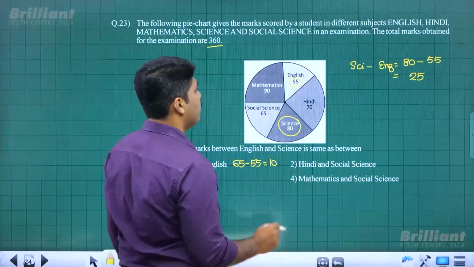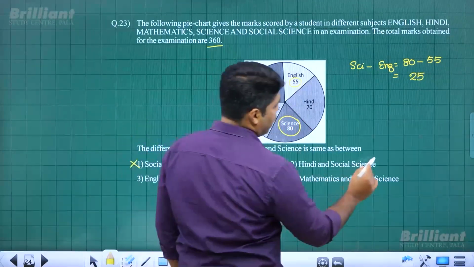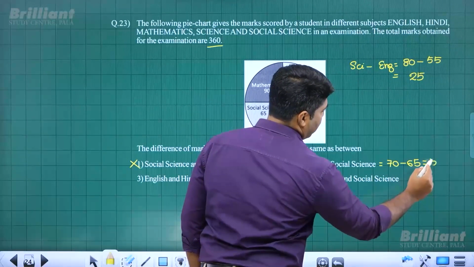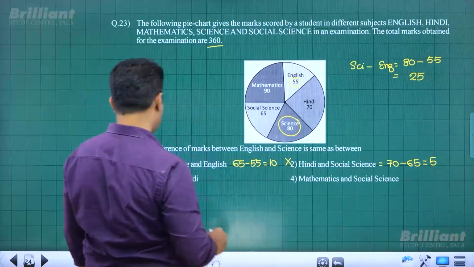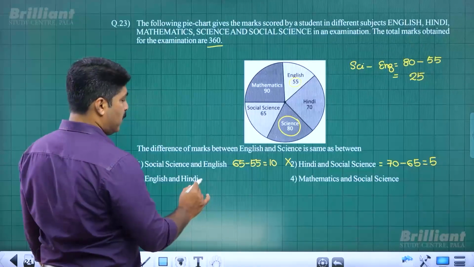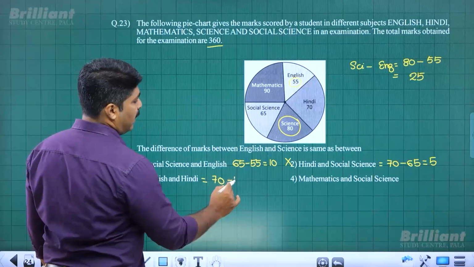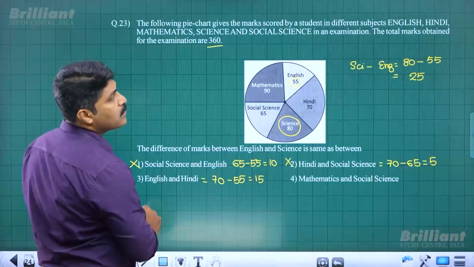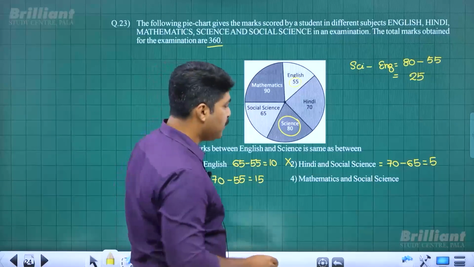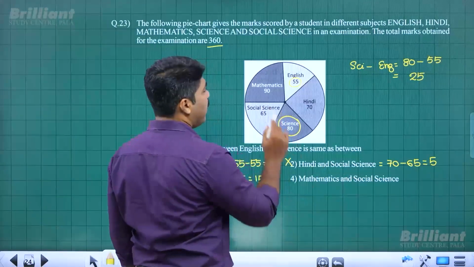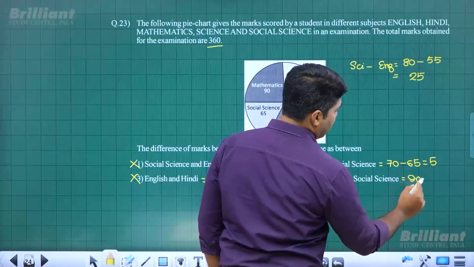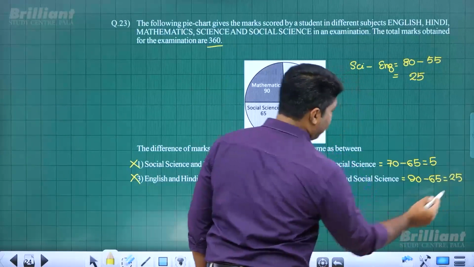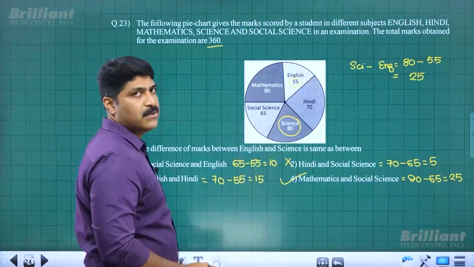Hindi and social science. Hindi is 70, social science is 65. So this is 70 minus 65, which is equal to 5. This is also not the answer. The next one is English and Hindi. Hindi is 70, English 55. So what's the difference here? This is 15. That's also not equal to 25. Therefore, we are sure the last one is the answer. Here, mathematics and social science. Mathematics is 90 and social science is 65. So this is equal to 25. We got the correct difference here. So that's equal to option 4.